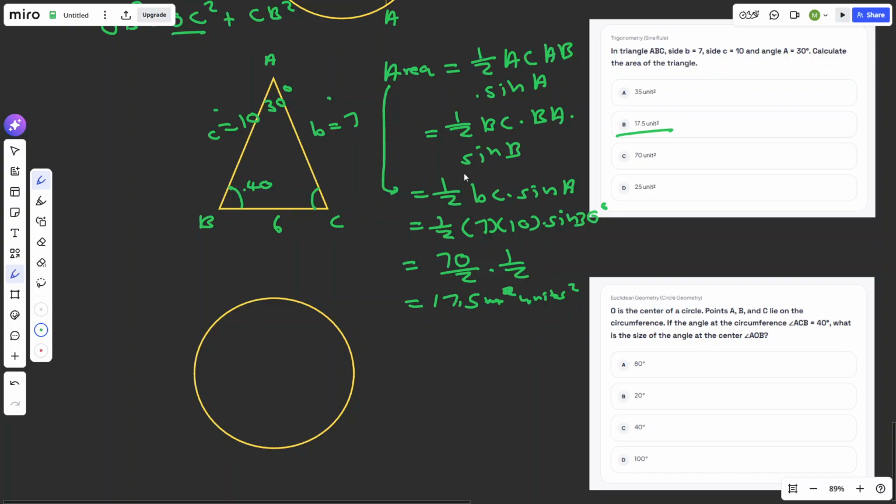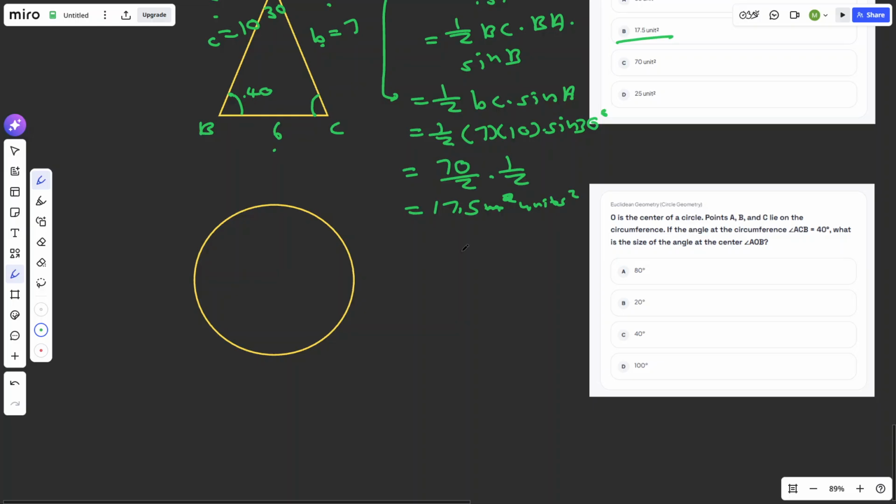You just need to remember what formula to use and what parameters to include, because in this formula here, we are considering the two sides that are next to this angle. If you were to use angle C, you then use b and a, this point here, 6 and 7. But that's basically it. So let us have a look at the next question.